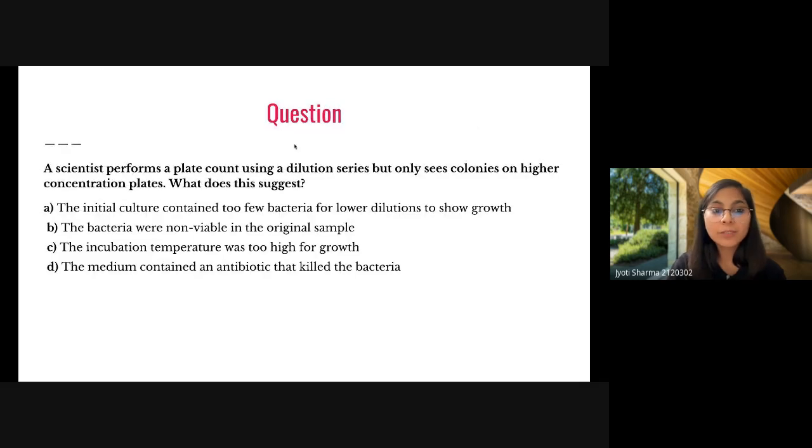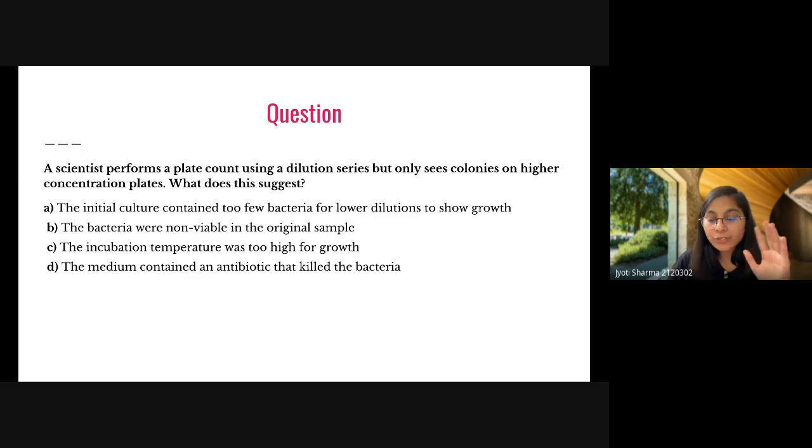Okay, let me come to the next question. A scientist performs a plate count using the dilution series. As I told you about the dilution, initially we had, let's say, 10 ml of the solution having the bacteria, then we take 1 ml and add something else to that 1 ml. Again, out of this we extract 1 ml, and this is known as the dilution series. A scientist performs a plate count using a dilution series but only sees colonies on the higher concentration plate. What does it suggest?